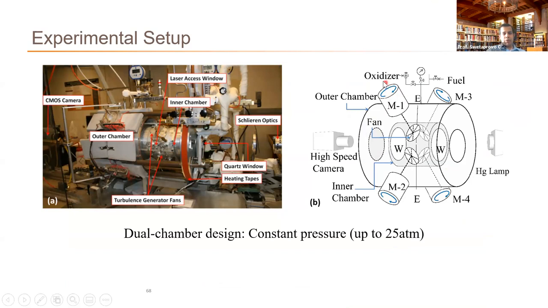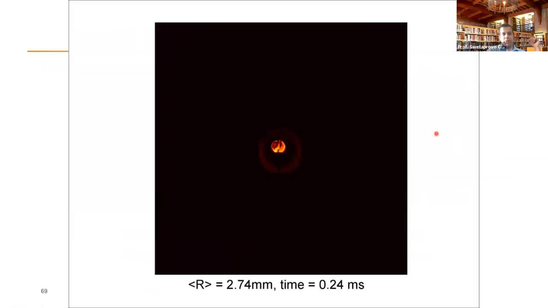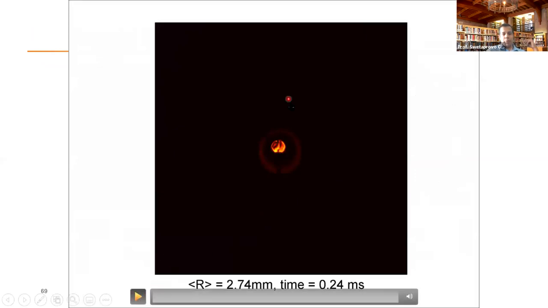We can do experiments up to 25 atmospheres, and there are four fans which generate something close to isotropic turbulence in this inner chamber. And you have a Mercury lamp and a Schlieren system that captures the flame propagation event. Okay. High speed Schlieren imaging is what we perform. And this is the false colored Schlieren imaging for a given flame propagation event.